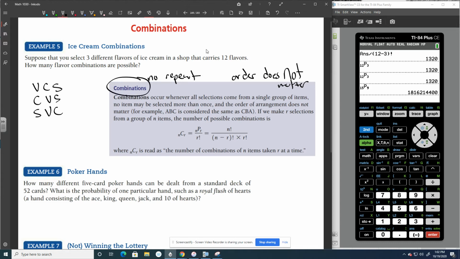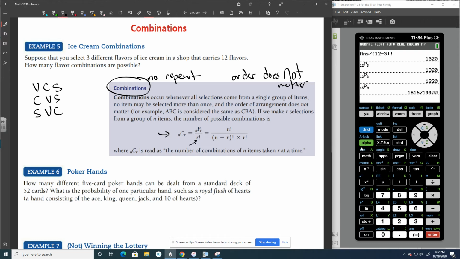The order doesn't matter. And in that case, we call this a combination. And the difference here is we've got to get rid of all these VCS and CVS and SVC. All of these are getting counted more than once if we had just done our nPr. So if you notice in the formula, it's just the nPr, but then it divides by the number of factors we're choosing, factorial. So since I'm choosing 3 different flavors, the way that this would work is I would do n factorial on top. And then because of our other nPr formula, we've got the n minus r factorial on the bottom. But the combination has us divide by r factorial.